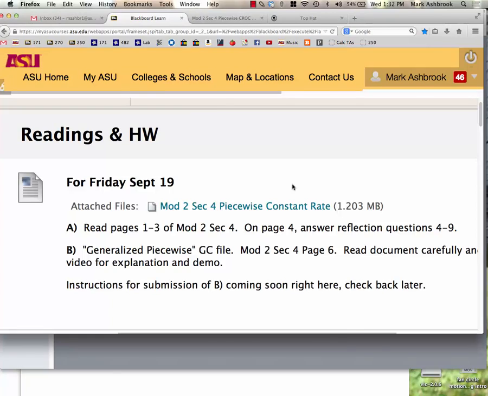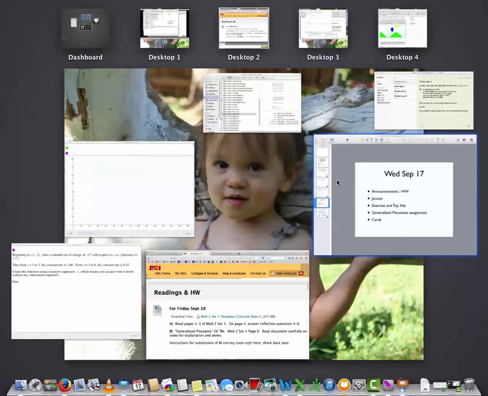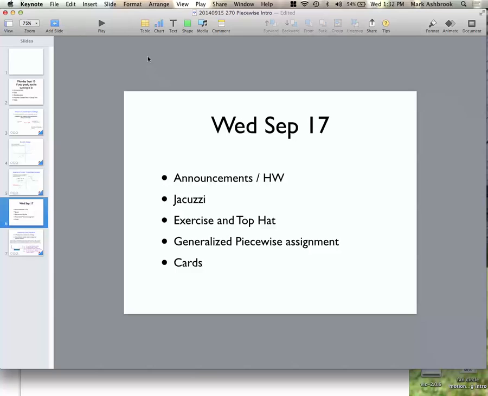Logistics. Okay, so we left off last time. Top Hat is going to be right in the middle of class today, so just be ready to do a Top Hat question somewhat in the middle of class.